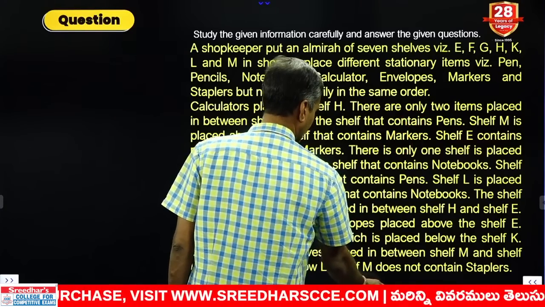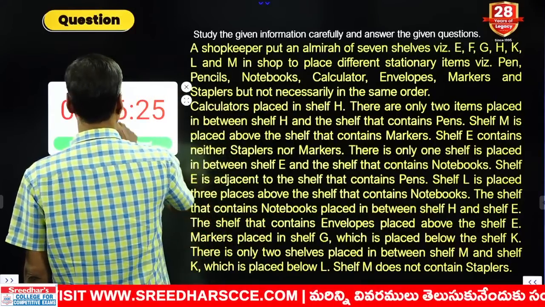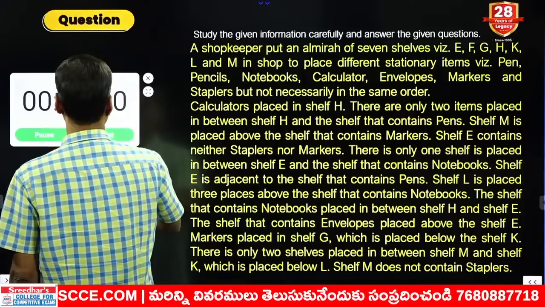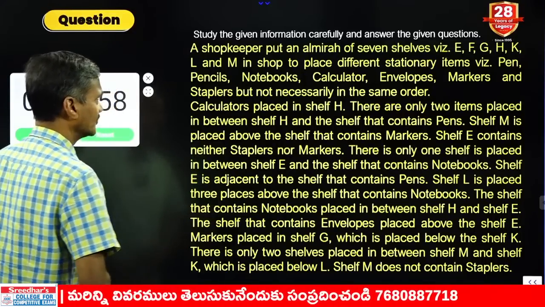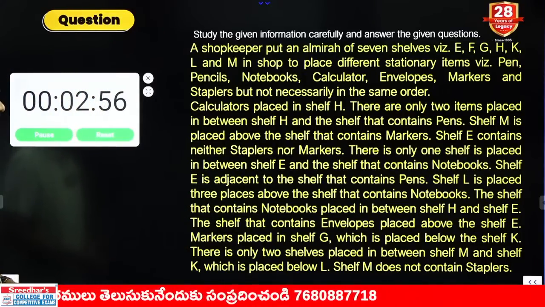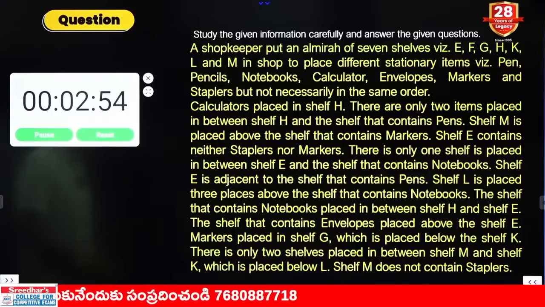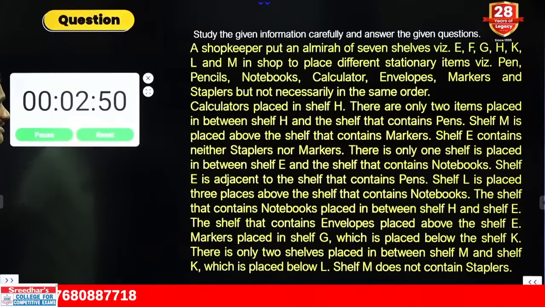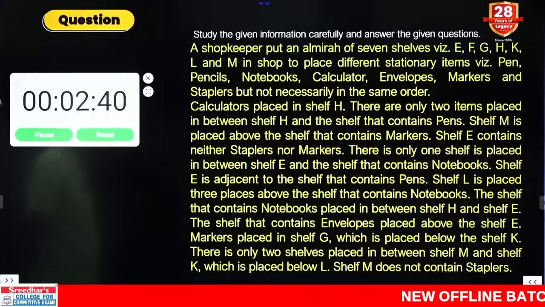Then coming to question numbers 6 onwards. Now question number 6 onwards, start working this out. A shopkeeper put an almirah of 7 shelves, E to M, in a shop to place different stationery items. Let's start working this out. And this is like your boxes, and they were stacked one above the other.